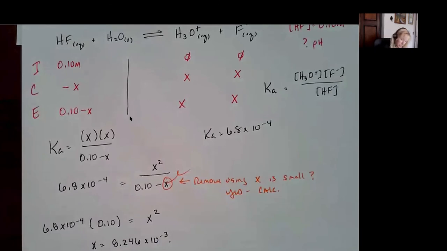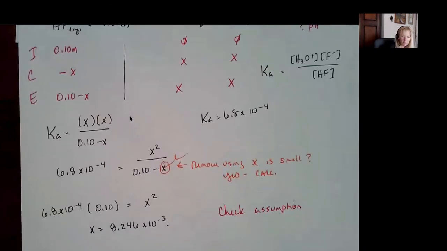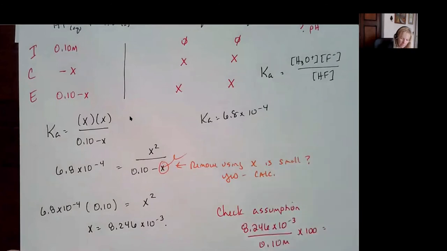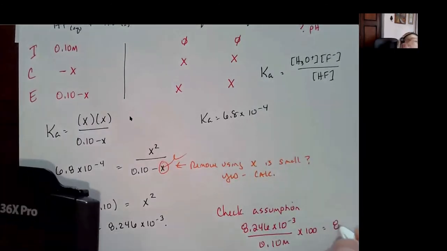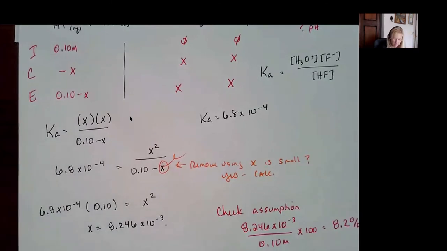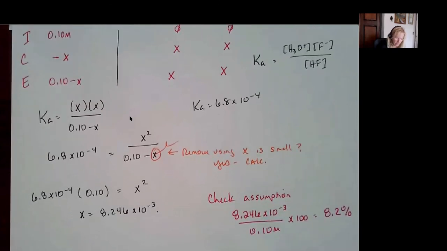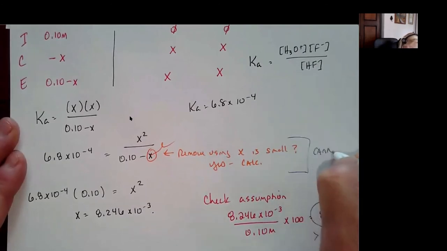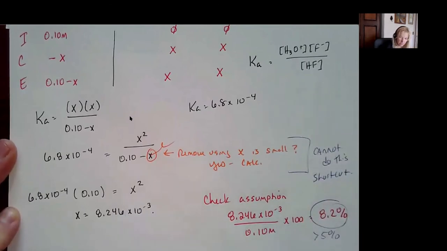Let's check that assumption. So let's check our X is small assumption. So I'm going to take my value of X, and I'm going to divide it by my initial concentration. That's going to give me my X is small approximation. So this is 8.2%. So this is greater than 5%, so that means that I can't use my X is small approximation here. And it was iffy because I was right on that cusp. So if this is greater than 5%, then I cannot do this shortcut. And I'm going to have to go back in and solve for X using the quadratic equation.